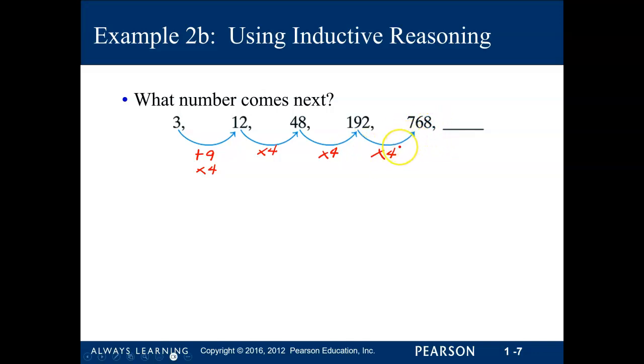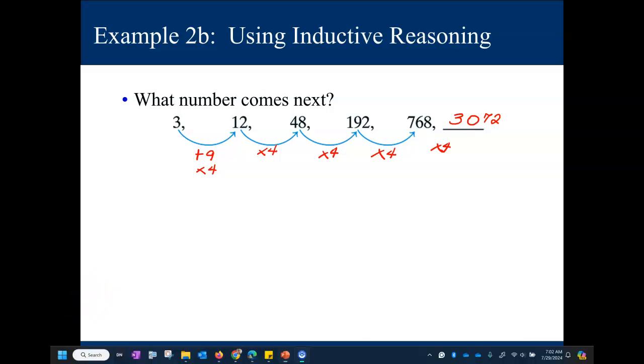And so given this pattern, we can say that if we multiply 768 times 4, then using your calculator, you can try that. This number that we are looking for is 3072. All right? So that is how we can use observing patterns. We can make a conclusion and then predict a value.